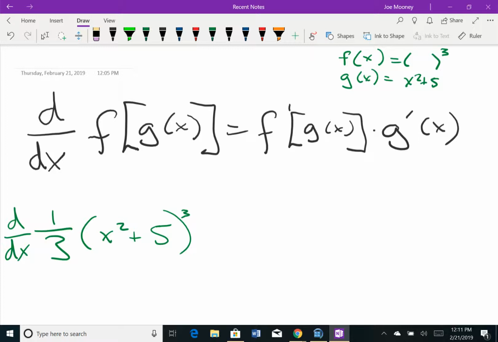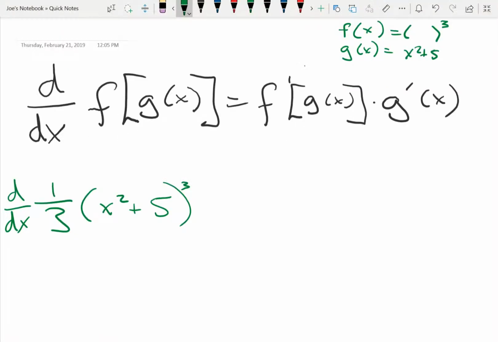And then, if we're interested, and we should be because we should start noticing this pattern, I want to know what g prime of x is. What is the derivative of the inside? Oh, that's 2x.